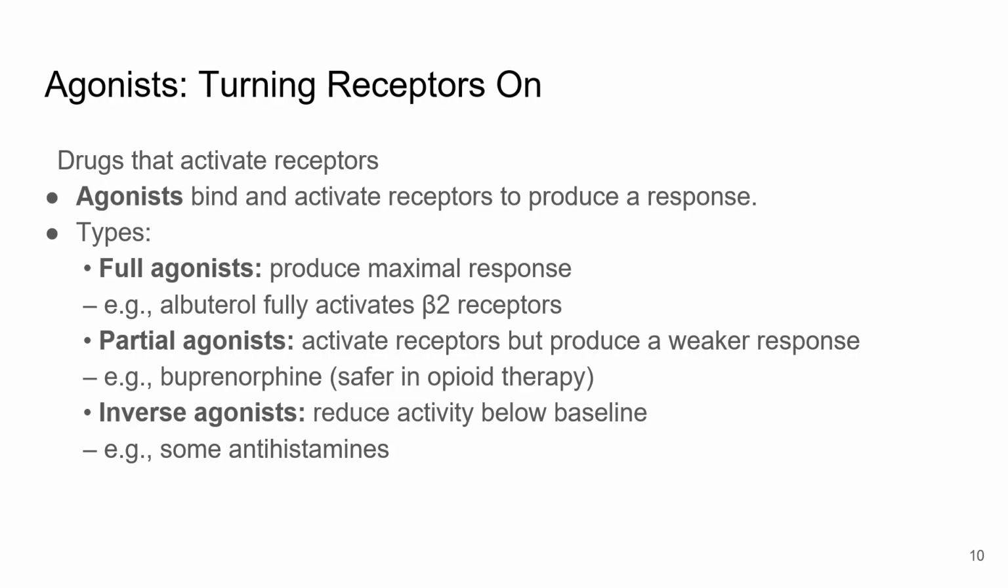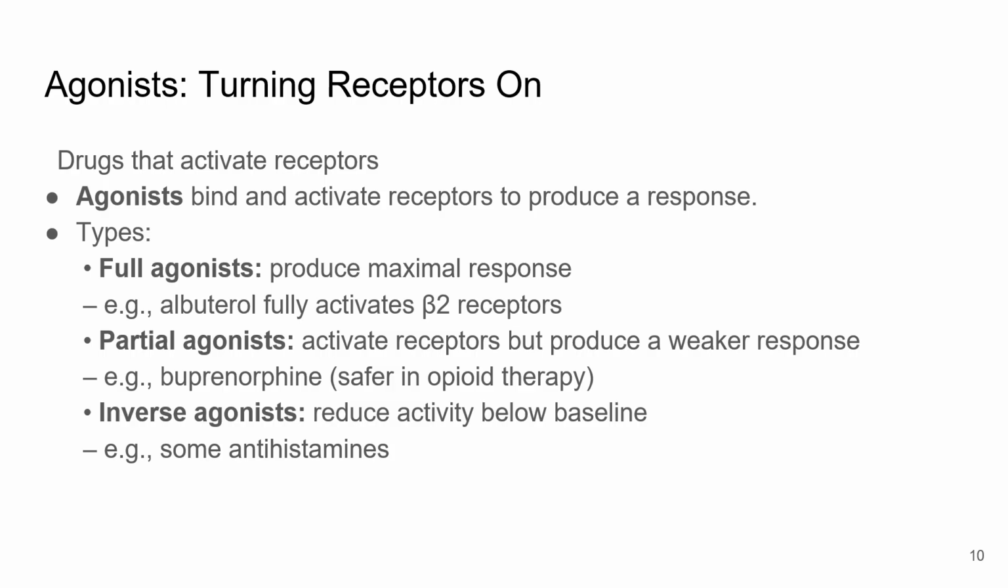Full agonists produce the maximal possible response from a receptor. For example, albuterol, which we use for asthma, fully activates beta-2 receptors, which is why it can strongly relax airway smooth muscles and improve airflow.